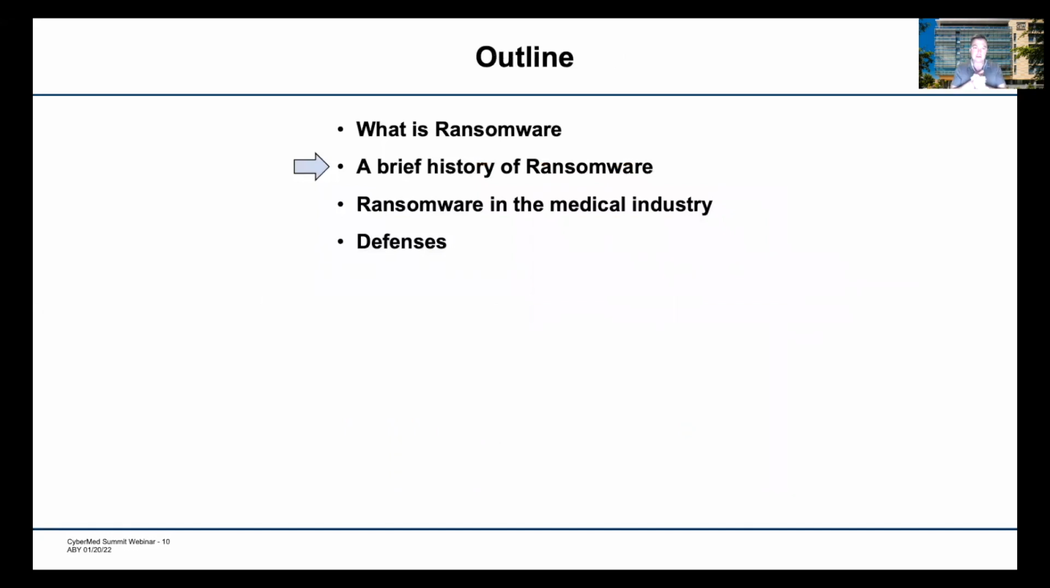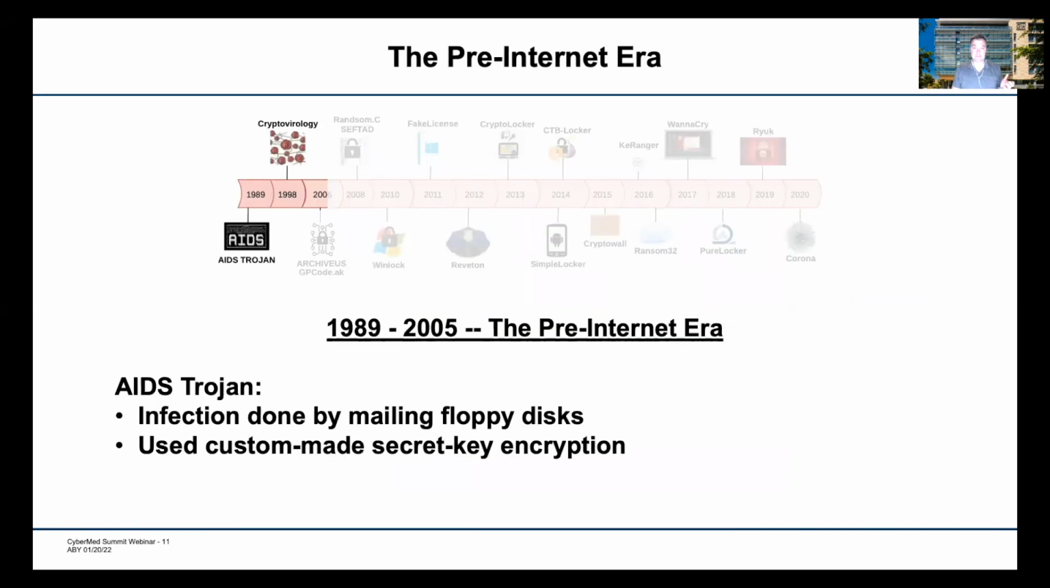Now I want to quickly go over a little bit about the history of ransomware. How did we get to where we are today? So ransomware is not a new concept. In fact, the first ransomware appeared in 1989. It was something called the AIDS Trojan.